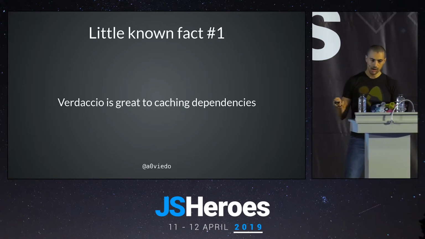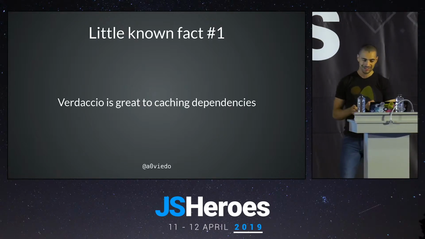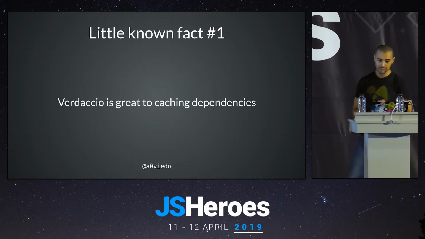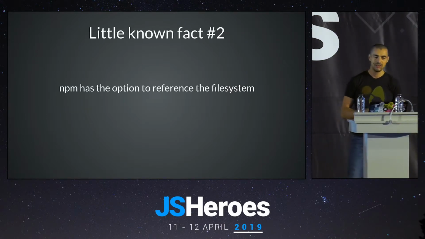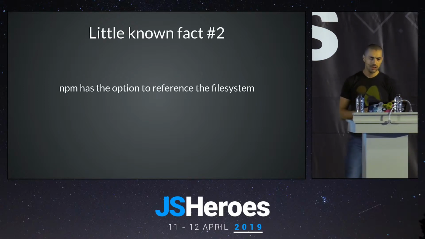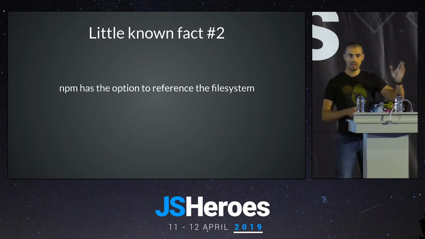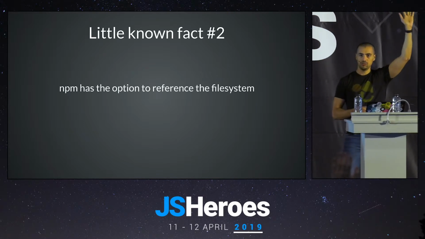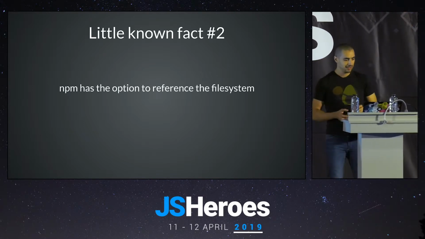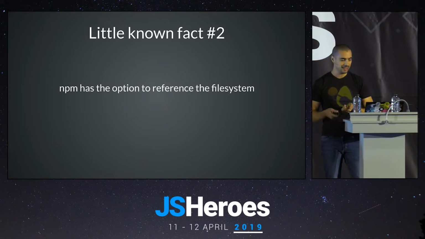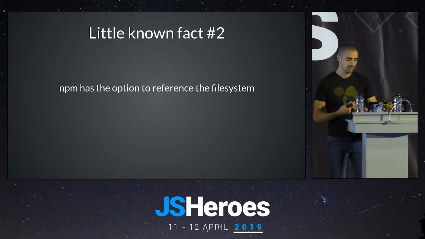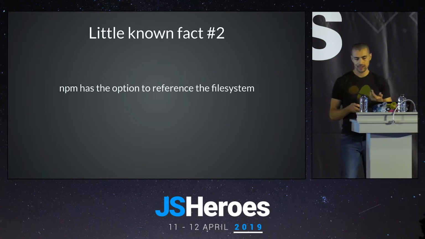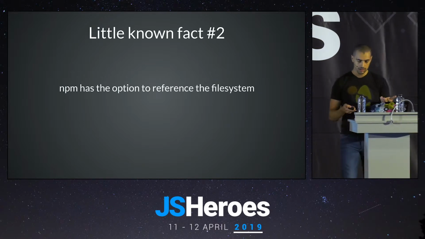Another little known fact that I recently learned yesterday because a script that I was running failed is that npm has the option to reference the file system in the dependencies, in the package.json. Who here knew about it? That you can, okay, many of you, maybe 10. I really didn't know that and had no idea. I was like, why is this script failing? And then I realized that I didn't have the modules required to install in my file system.